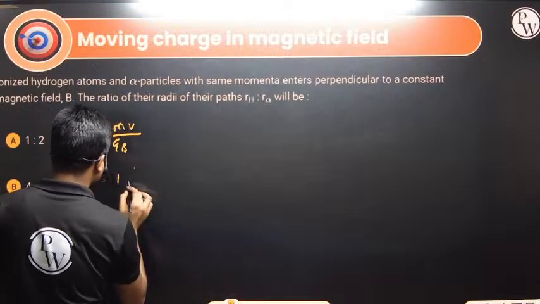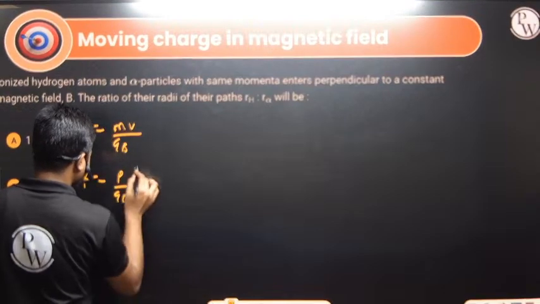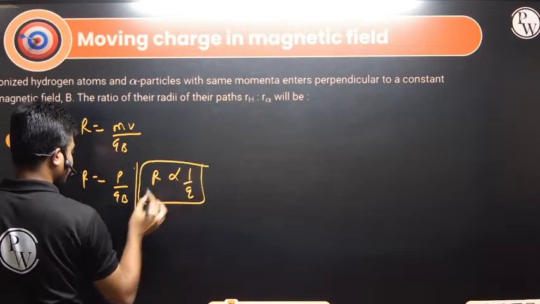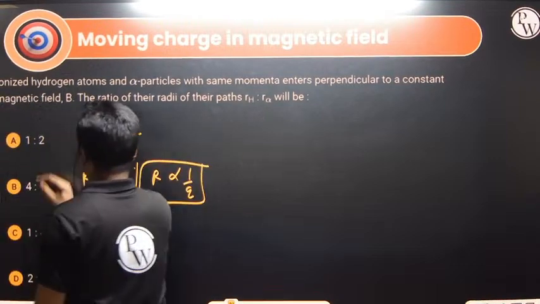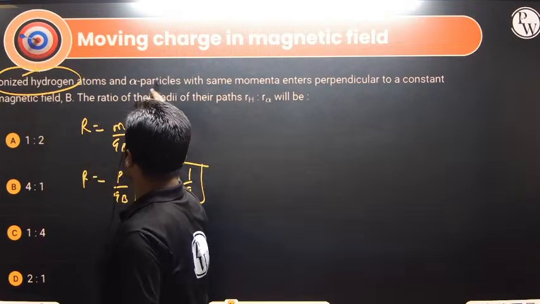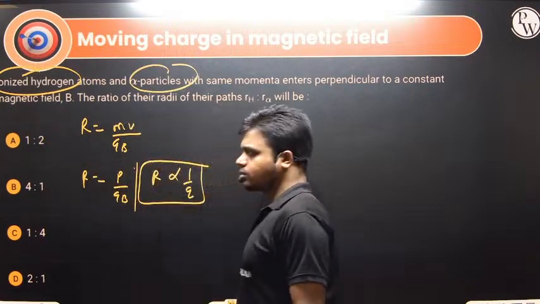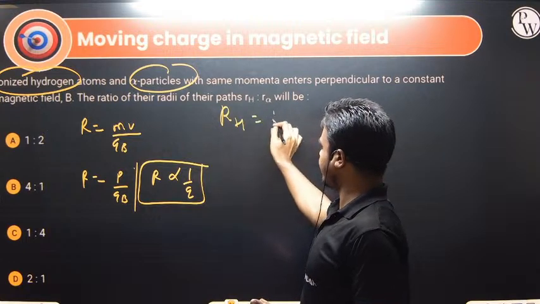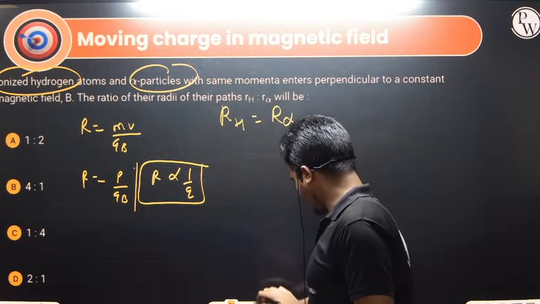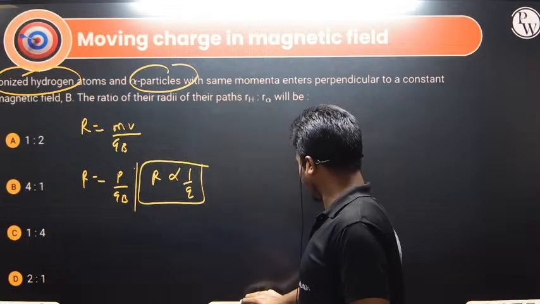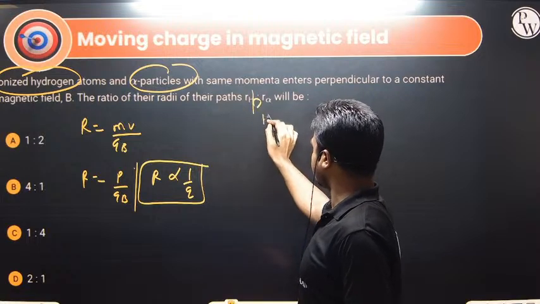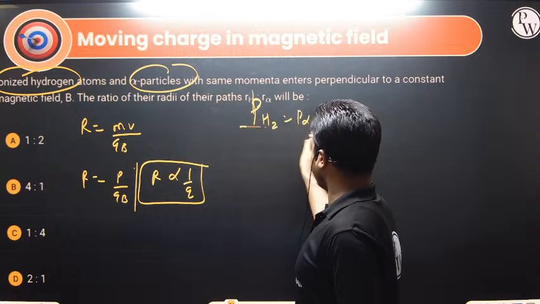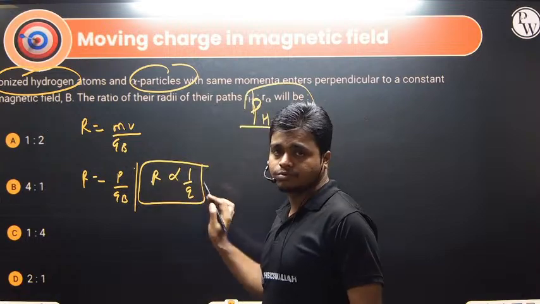So when the radius is p divided by qB, we can check that the radius is inversely proportional to charge. The magnetic field is the same. The first one is ionized hydrogen and the second is the alpha particle. Both have the same momenta, that is, momentum of the hydrogen is equal to momentum of the alpha particle, as mentioned in this particular case. So radius is inversely proportional to charge.